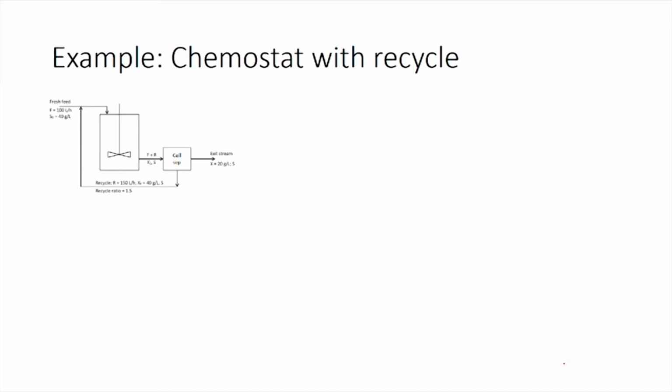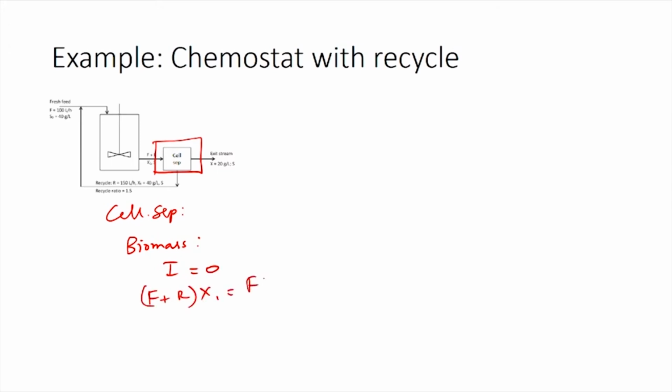For getting the information about the biomass concentration in the stream leaving the chemostat, we have to choose the cell separator as the system for writing the balance equations. Let us take the cell separator as the system of interest. For the cell separator, let us write a balance equation for biomass. So, the biomass balance for a cell separator would be input equals output. Input is F plus R times x1 and your output would be F times x plus R times xr.